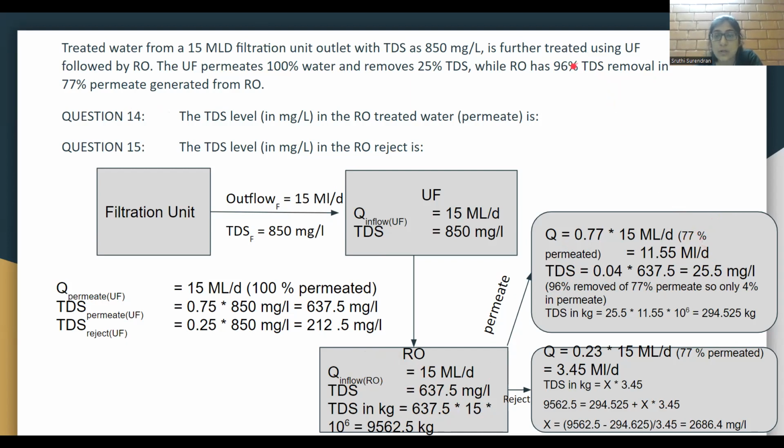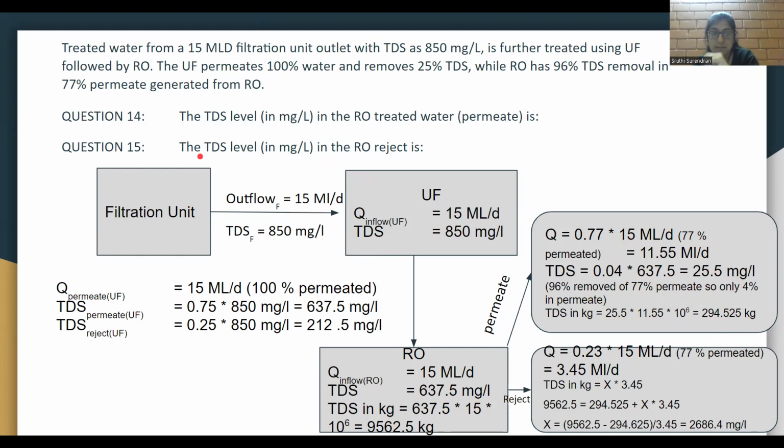And they have also said 96% of the TDS is removed when water is filtered through this reverse osmosis unit. So how much amount of TDS will be remaining? Only 4% of the TDS will be remaining. So 4% of 637.5 milligram per liter is remaining in the treated water. That amounts to 25.5 milligrams per liter. Now when we want to convert it into weight, we will multiply again with the discharge rate, the inflow rate or outflow rate, and we will get 295.525 kilograms.